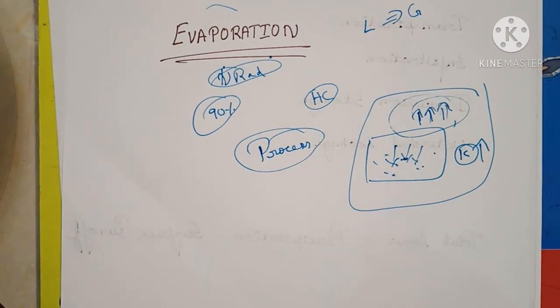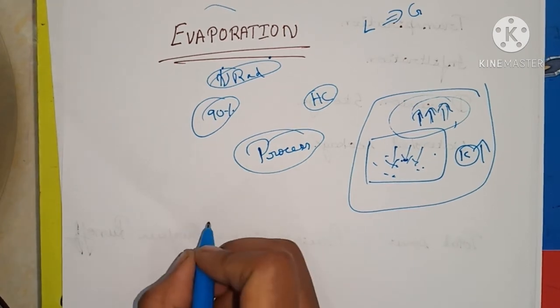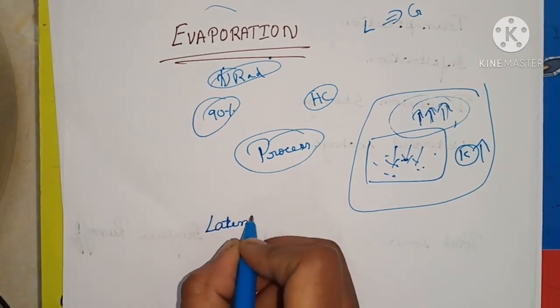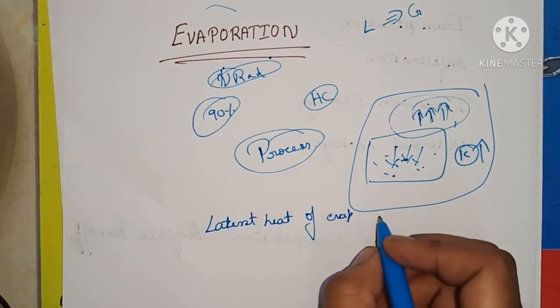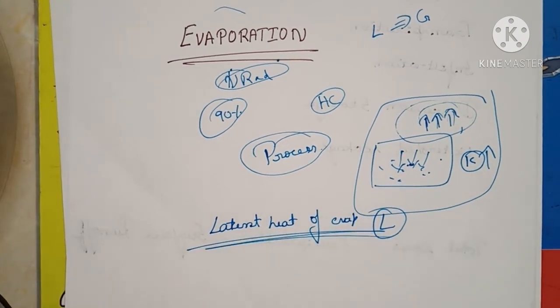The amount of energy expended by unit mass of water while passing from liquid to vapor state at constant temperature is called the latent heat of evaporation, that is L. Latent heat of evaporation is the amount of energy expended by unit mass of water while changing from liquid to vapor state.